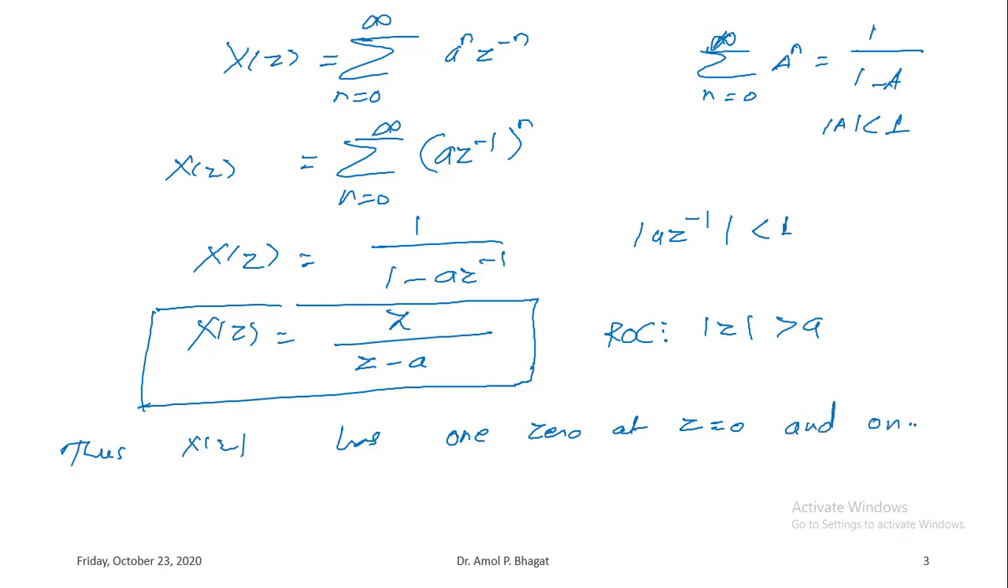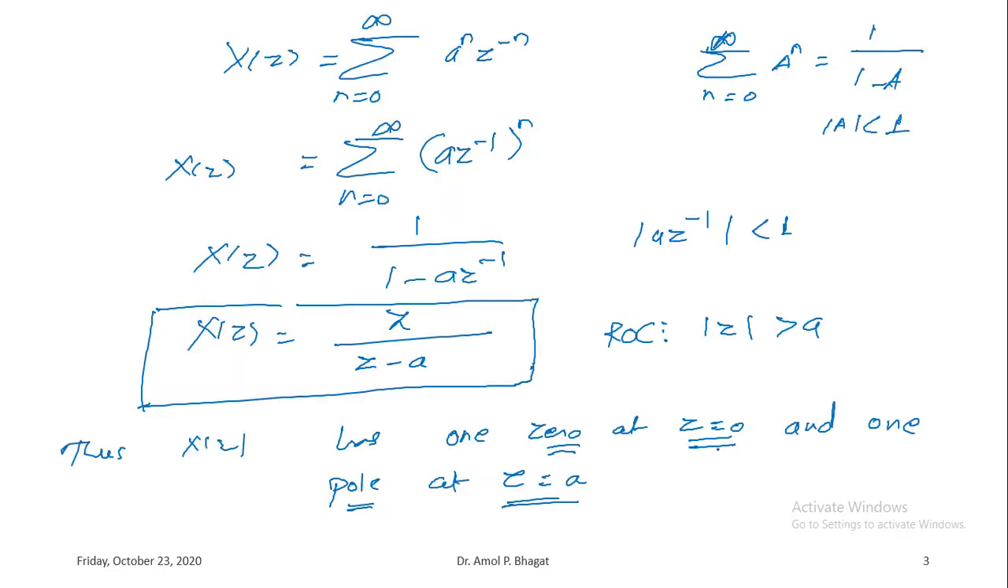And one pole. Okay, it has one pole at z is equal to small a. If I'm substituting z is equal to small a here, then a minus a will be 0, 1 upon 0 will be infinity, right? So it has one zero at z is equal to 0 and one pole at z is equal to a, right?